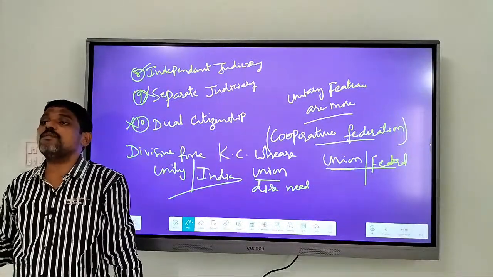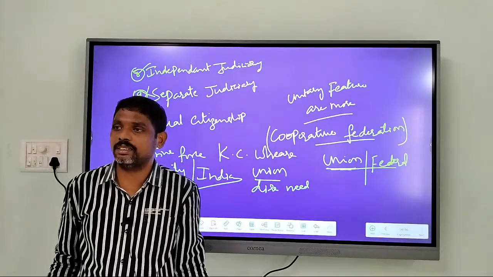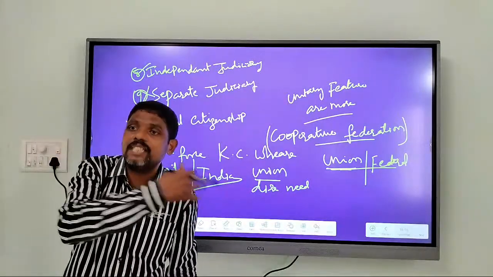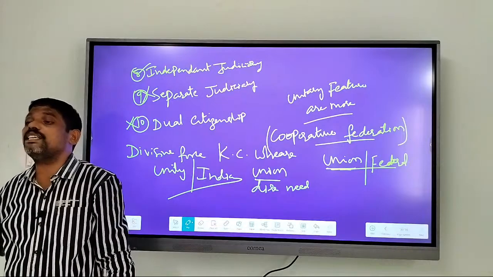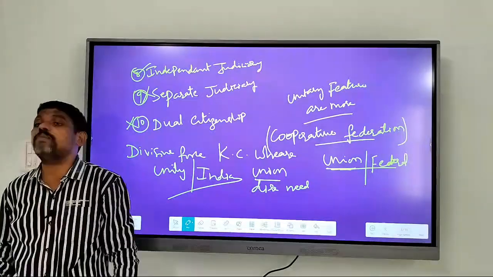So now states are demanding more taxation powers. States want more revenue generating powers. So why can't we change our nature of federation? Why can't we give more powers to states? This is the present demand: to provide more powers to states.